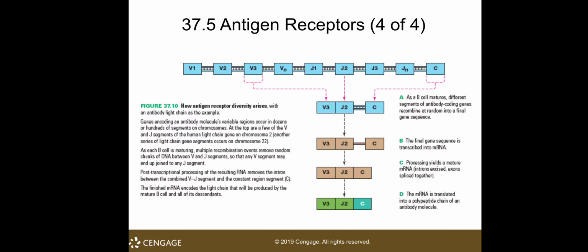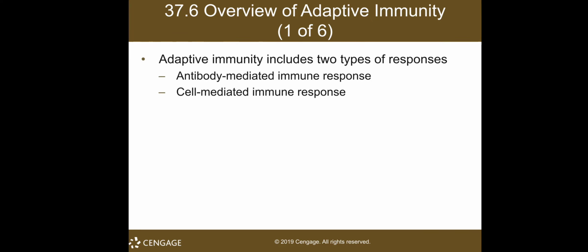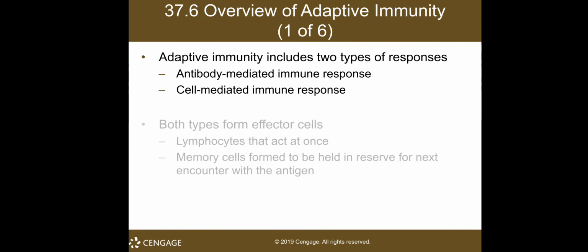So here are the antigen receptors. This is a bit heavy on the genetic side, so I won't really delve too much into the production of these antigen receptors. Now let's look at the adaptive immunity. So adaptive immunity includes two types of responses. We have the antibody-mediated immune response and the cell-mediated immune response.